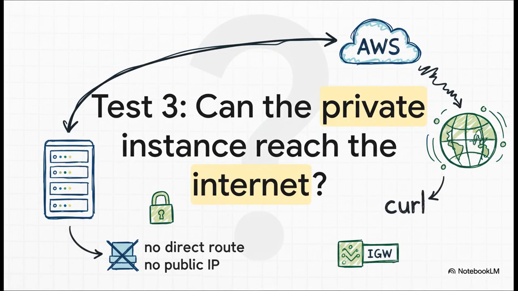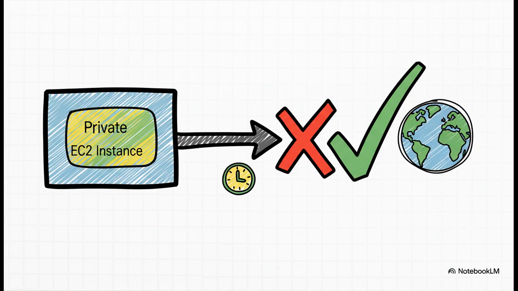And now for the final, and honestly, the most revealing test. From inside our private instance, which has no public IP and no direct route out, can it initiate a connection to the internet? Can we curl Google? And the result is connection timed out. And believe it or not, this is a success. This failure is the proof in the pudding that our private subnet is truly private. It's totally isolated from inbound connections, and right now it has no path to get out. Our security posture is exactly what we designed.